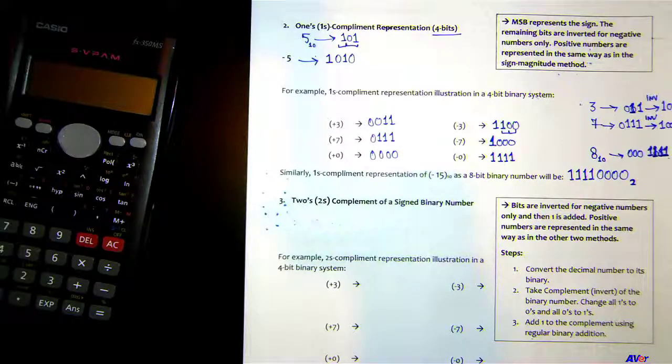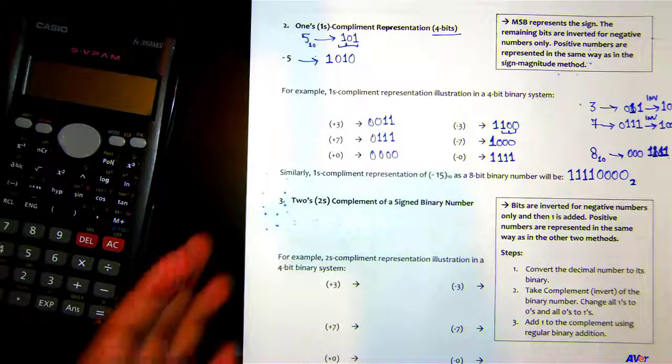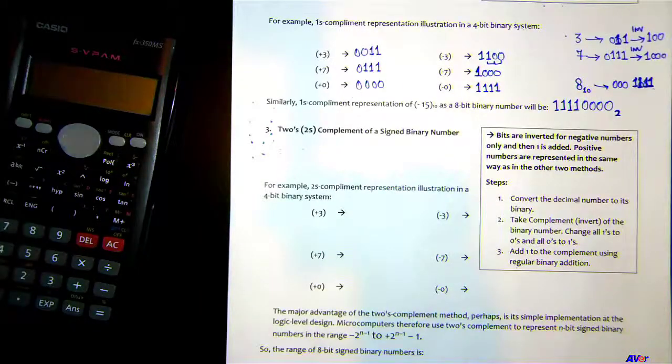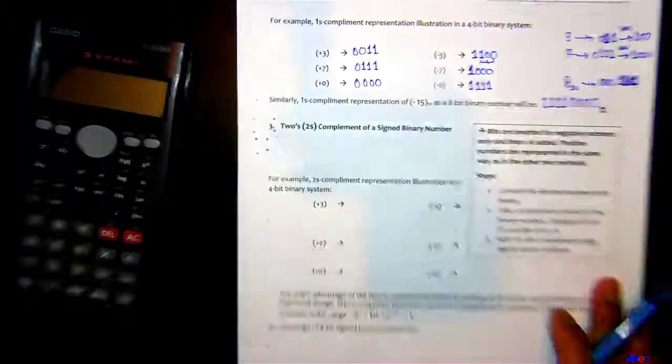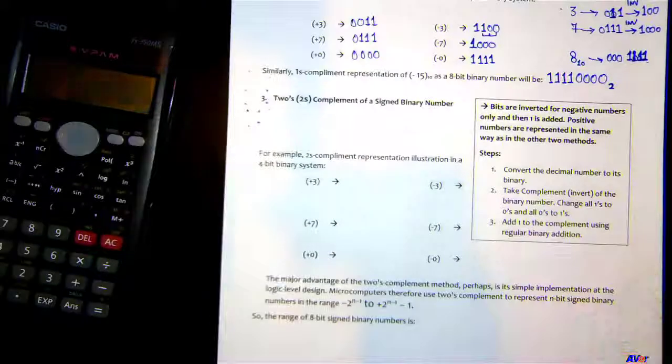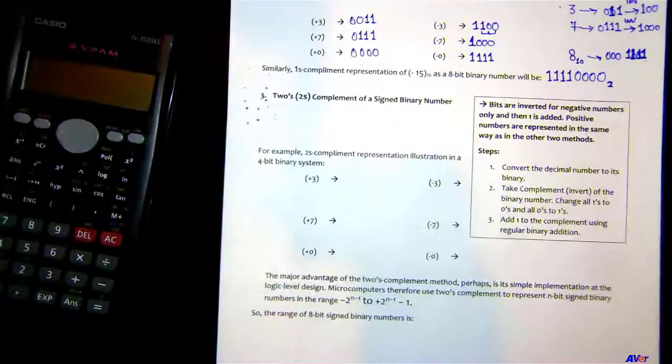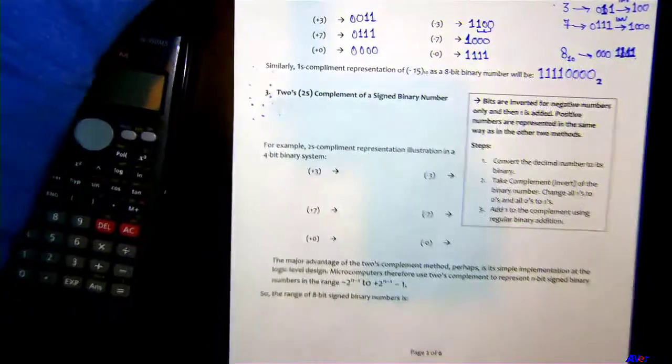Is that clear, what we have covered so far? Simple, right? Okay. We are moving to 2's complement. Please give your fullest concentration here. In my experience, most students have a difficult time understanding this part, this technique.